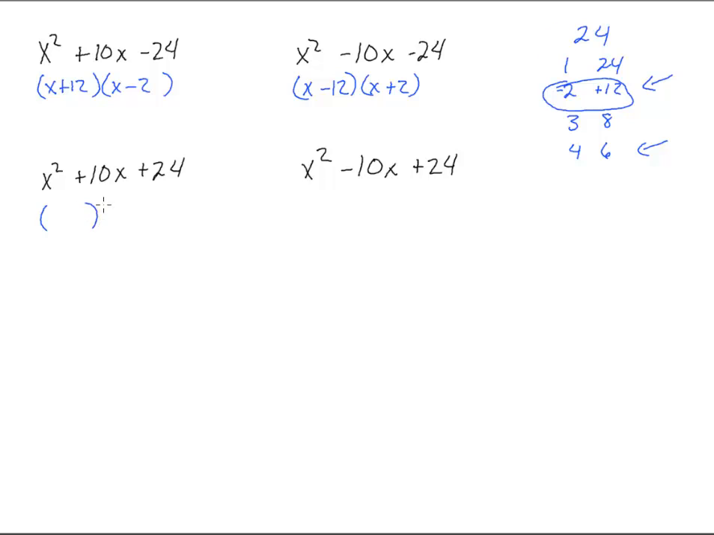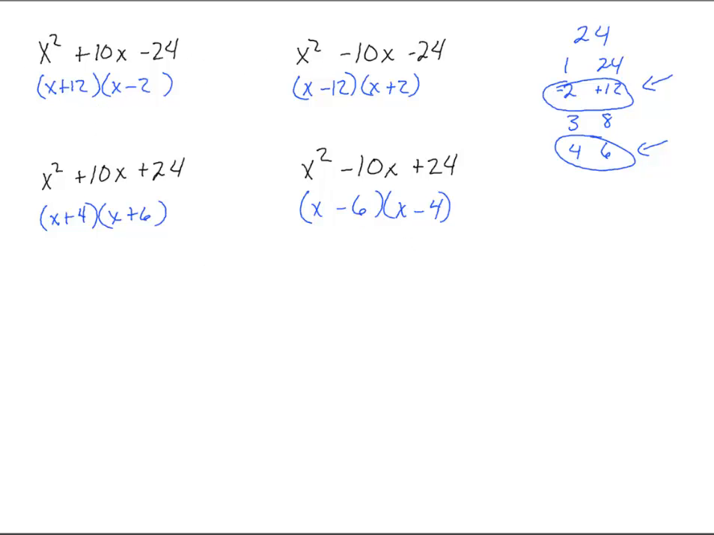So this one down here, they're the same sign, and so we're going to be using a 4 and a 6 to add to 10. So this is x plus 4, x plus 6. And this one down here, same thing. They still have to times to a positive 24, but this time they're adding to a negative 10. So we have x minus 6 and x minus 4. These are the only solutions that would work for that.